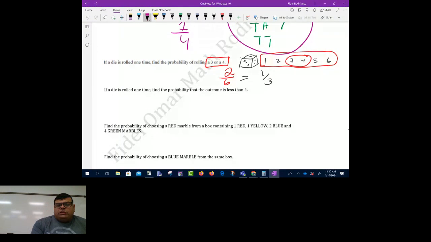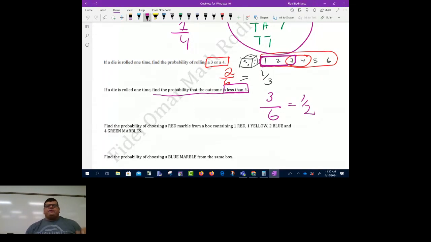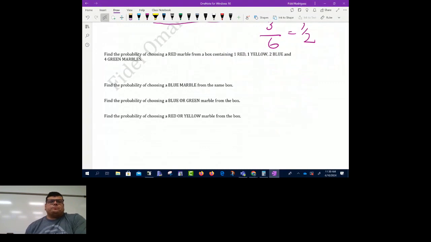If a die is rolled 1 time, find the probability that the outcome is less than 4. Again, y'all, remember, 6 possibilities. I want to know how many numbers are smaller than 4. Y'all, looks like those first 3 numbers are smaller than 4. So 3 out of 6 is the same thing as a half. Okay. So guys, I'm going to scroll down to the next part here.